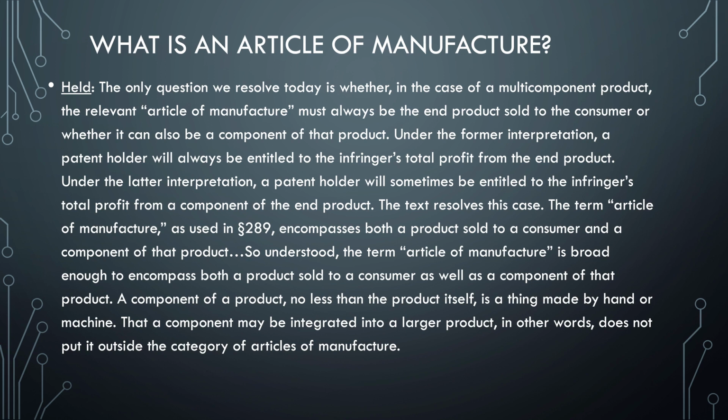And so on our next slide here, what they held is that in the case of a multi-component product, the question is whether the relevant article of manufacture must always be the end product sold to the consumer, or whether it can also be a component of that product. Under the former interpretation, a patent holder will always be entitled to the infringer's total profit from the end product. Under the latter, you'd sometimes be entitled to the total profit from a component of the end product. The text resolves the case.